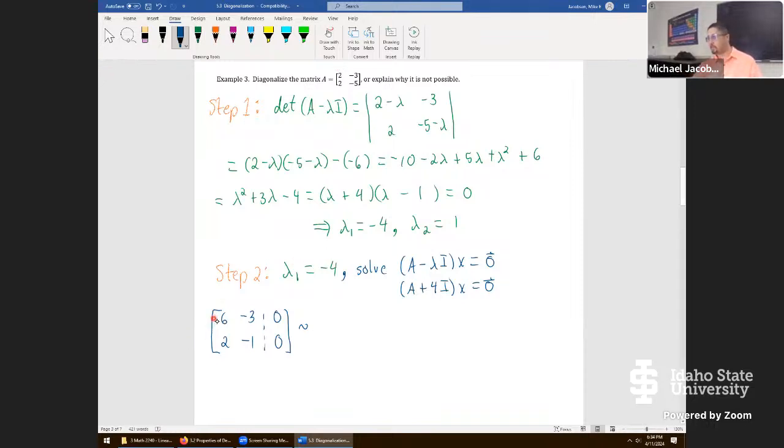Let's divide row 1 by 6. We will get a 1, -3/6 or -1/2, 0, and then it's going to be 2, -1, 0, and row reduce. Now, I can guarantee you that this row is 0.